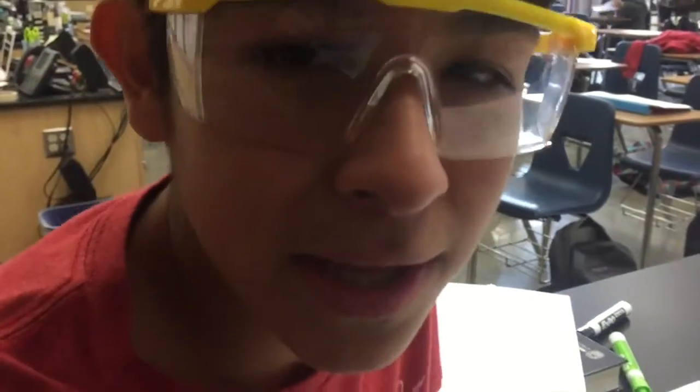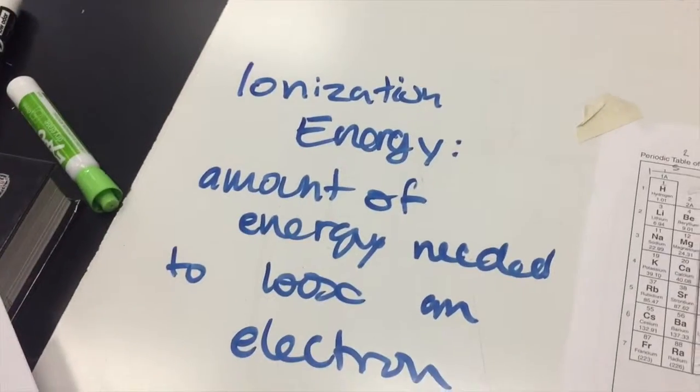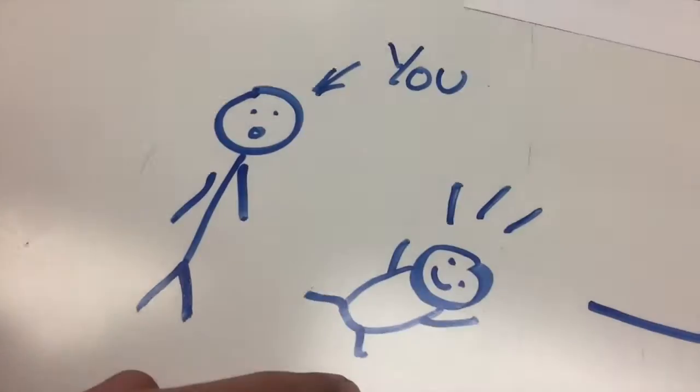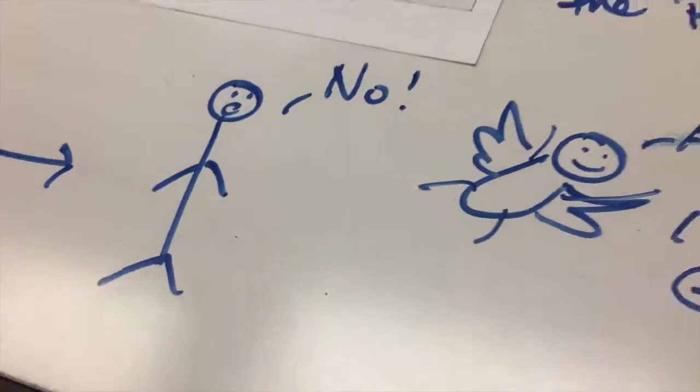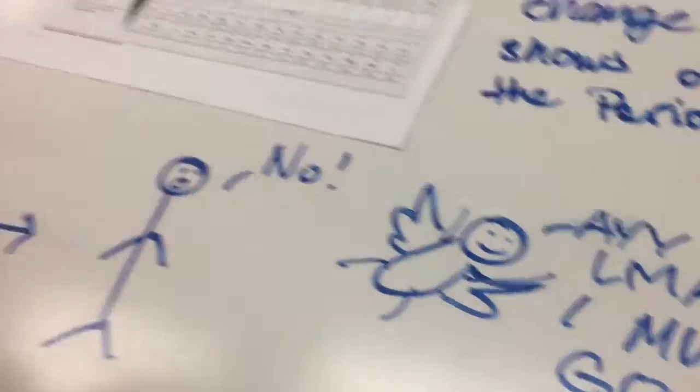So, what is ionization energy exactly? Okay, ionization energy is the amount of energy needed to lose an electron. Just like when you're a babysitter taking care of this fetus here, hi fetus, and then later on the fetus decides to leave and you're like, no, and it says, now I must go. That's exactly how it goes.